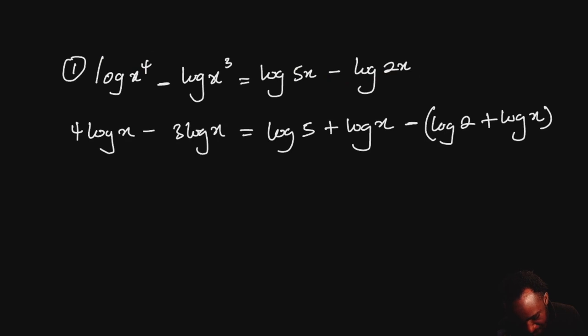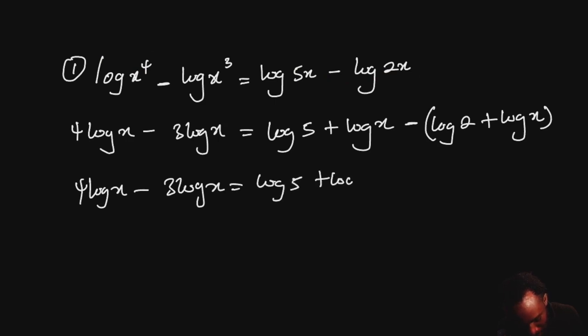Then we're going to go ahead and rewrite this: 4 log x minus 3 log x is equal to log 5 plus log x minus log 2 minus log x. We are opening this bracket, we want to expand it, so we multiply this by this and multiply this by this as well.